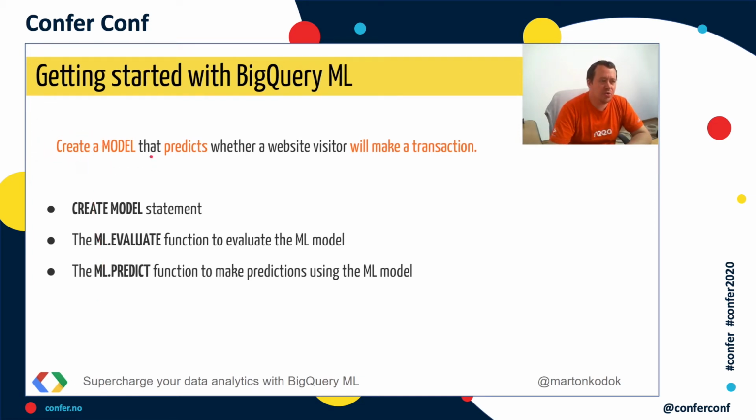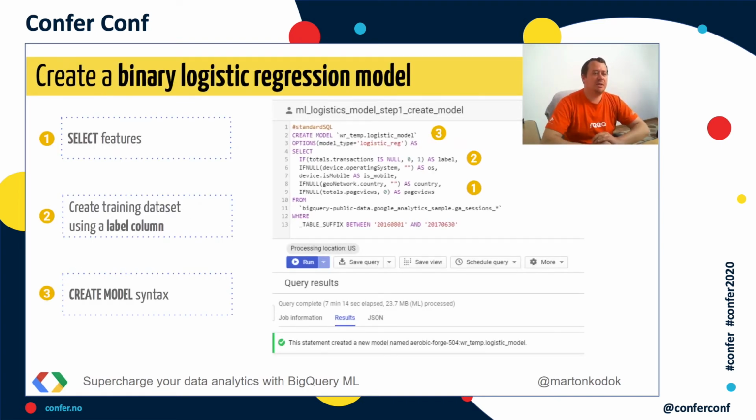We are going to create a model that will predict whether a website visitor will make a transaction. So we need to know the attributes of the visitor, and we need previously known data in order to train the model to recognize which users make a transaction. We are going to use the CREATE MODEL SQL syntax, the ML.EVALUATE function and the ML.PREDICT function. Right, so, a clear example.